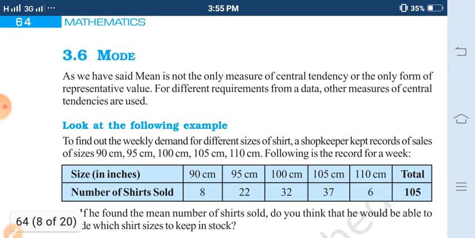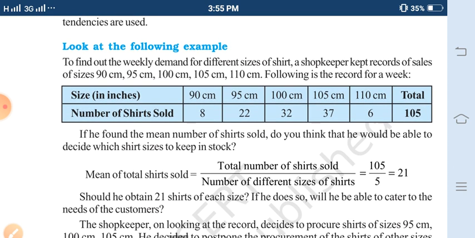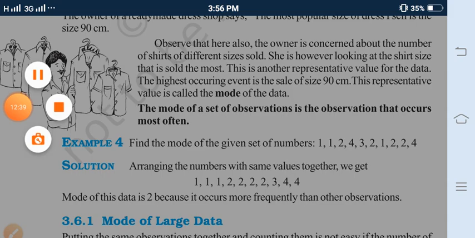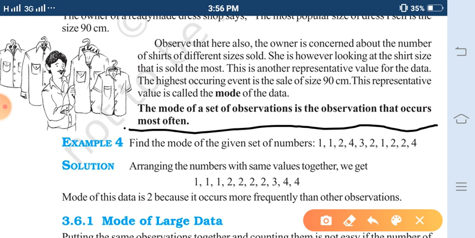Students, as I told you, mode means the number which occurs more frequently, or which occurs the larger number of times. It is called the mode. Page number 64 of your book. The mode of a set of observations is the observation that occurs most frequently. That is called the mode. Now find the mode of the given set of numbers. Students, first of all you will arrange the numbers with the same values together, that is, in ascending order.